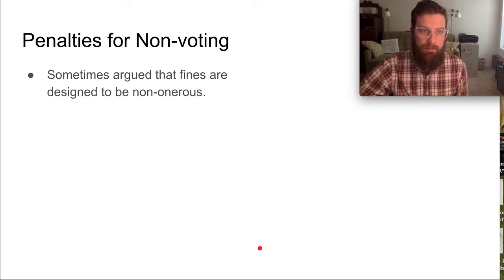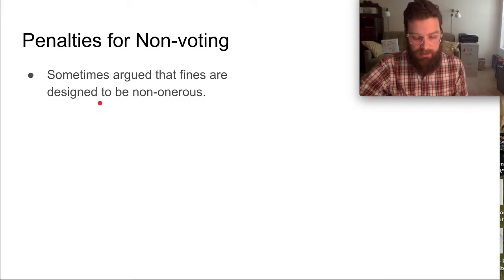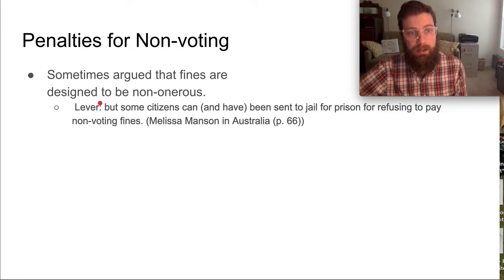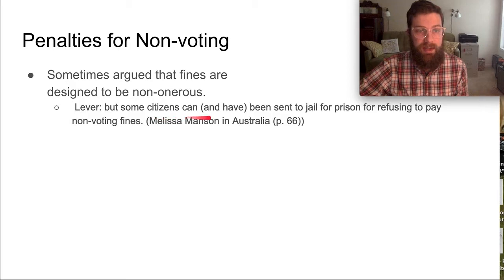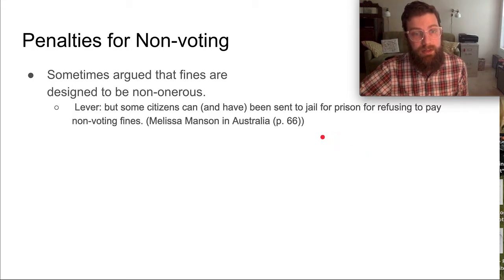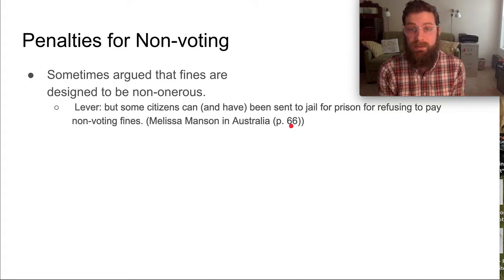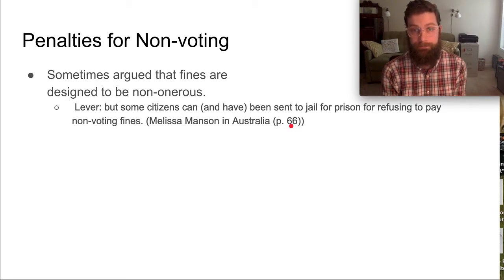Penalties for non-voting. So some have argued, like Birch, that fines for not voting are designed to be non-onerous. But Lever points out that some citizens can and have been sent to prison for refusing to pay non-voting fines. So she appeals on page 66 of the paper to the case of Melissa Manson in Australia, who refused to pay her fine for not voting, and she had something of a conscientious objection to voting. She didn't think that any of the candidates had earned her vote, and she was ultimately sentenced to 1 day in prison for refusing to pay her fines.